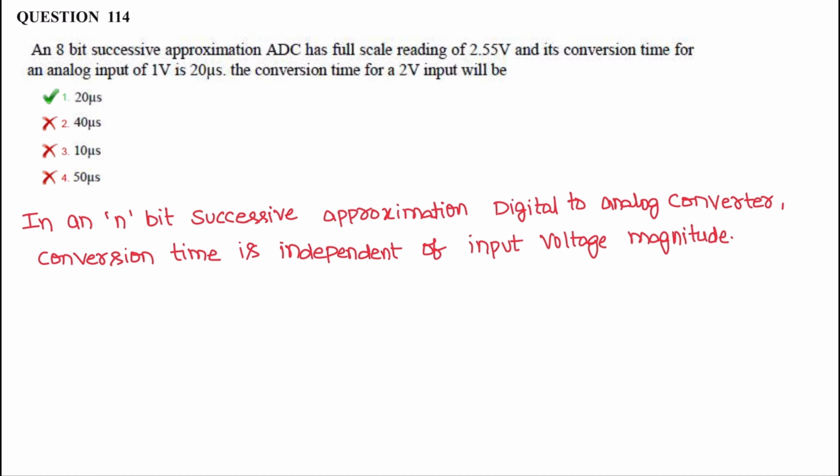Next question. An 8-bit successive approximation analog to digital converter has a full scale reading of 2.55 volts and its conversion time for an analog input of 1 volt is 20 microseconds. What is the conversion time for a 2 volt input? For an analog input of 1 volt, conversion time is 20 microseconds, and the conversion time for 2 volts is also 20 microseconds, because in an n-bit successive approximation converter, conversion time is independent of input voltage magnitude. Correct answer is option 1.